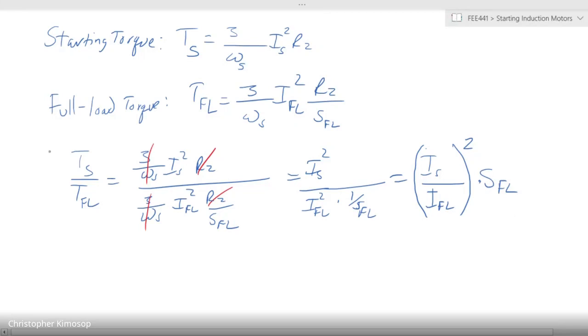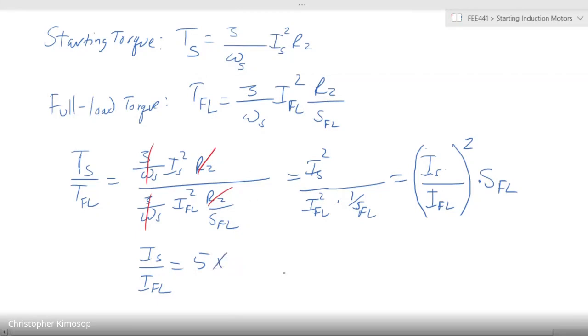So the ratio of the torques, the starting torque to the full load torque, is proportional to the square of the ratio between starting current and full load current, times the value of the slip. Let's say that the ratio of starting current over full load current, which is a common assumption, is say 5 to 6. Let's take it as actually 5 times, not 5%, 5 times.